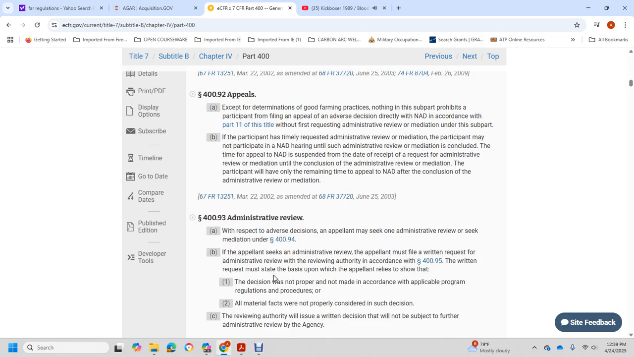493 Administrative review. With respect to the adverse decision, an appellant may seek one of the administrative reviews or mediation under 494. Appellants seeking administrative review of the appeal must file a written request for administrative review with the reviewing authority in accordance with 490 after the 95.